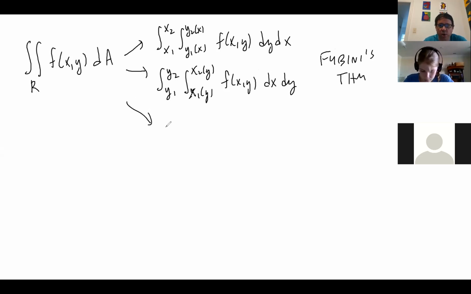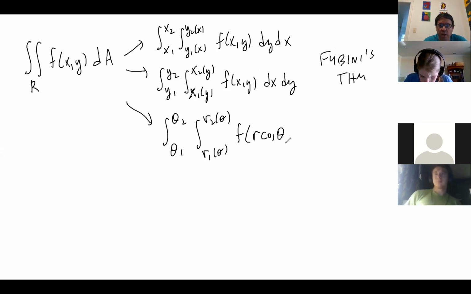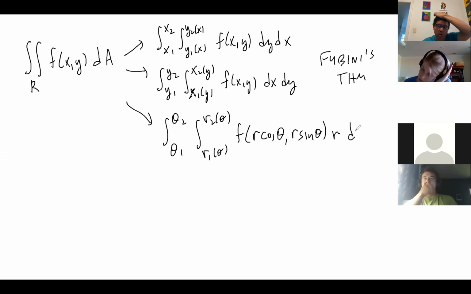Or if you prefer, you can write this as theta 1 to theta 2 numbers, and then curves r1 up to r2. And then your function you have to convert to r cosine theta and r sine theta for x's and y's. And then the big catch is on the end, you'll have r dr d theta as your dA, what they call the integration element there. And that extra r is something you've got to remember.